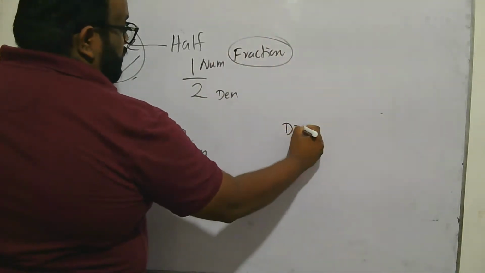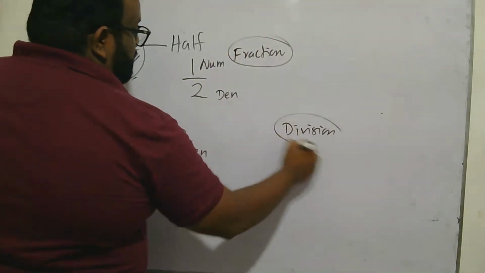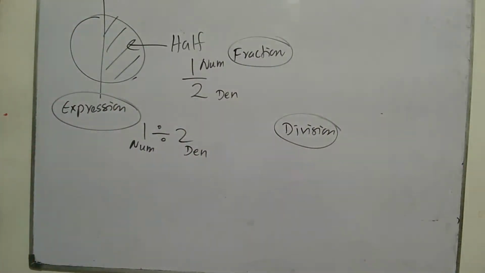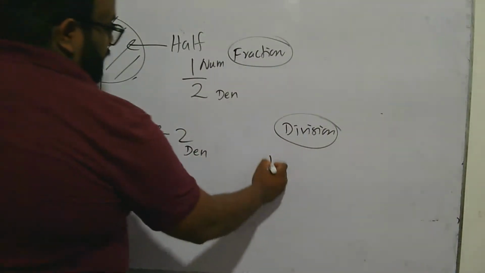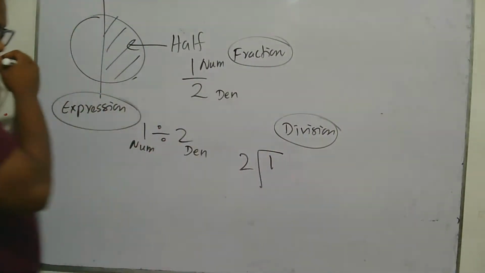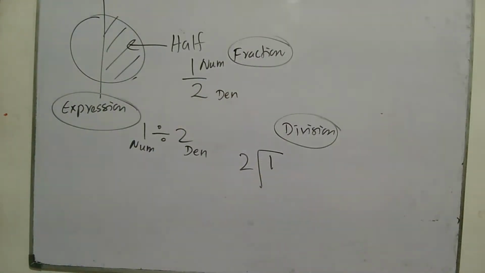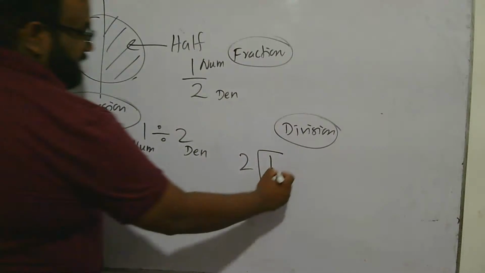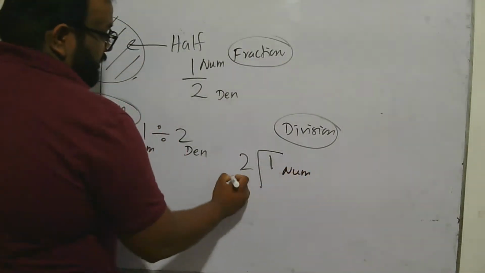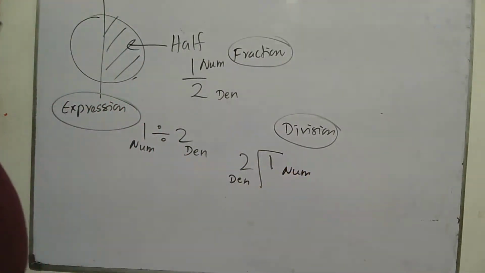If I need to find the decimal value, how am I going to do it? I am going to divide 1 by 2. Now 1 is actually our numerator, 2 is actually our denominator.